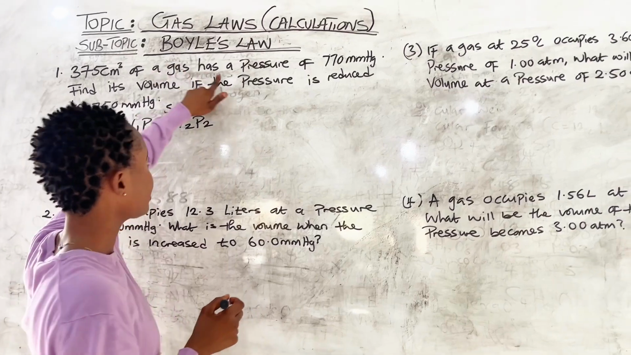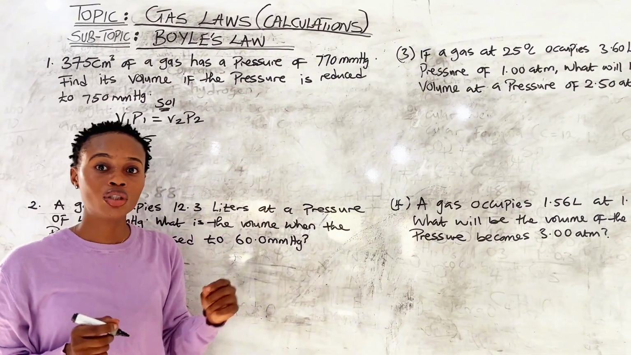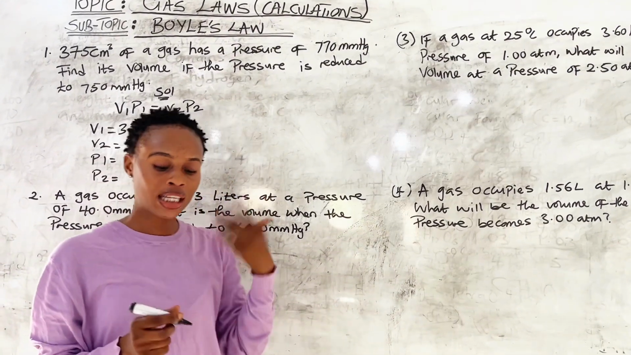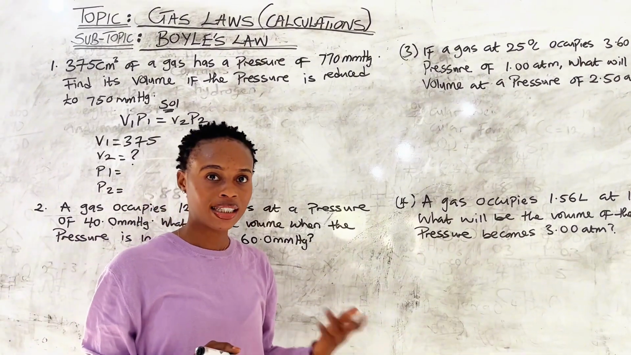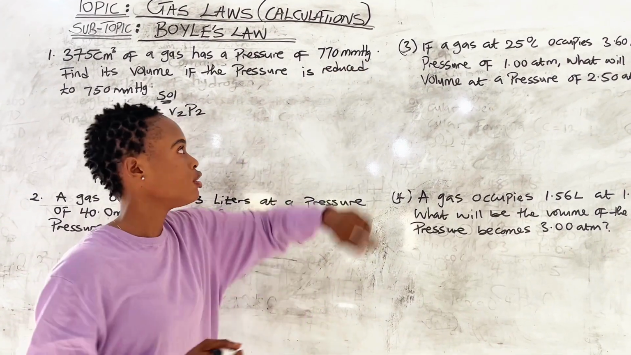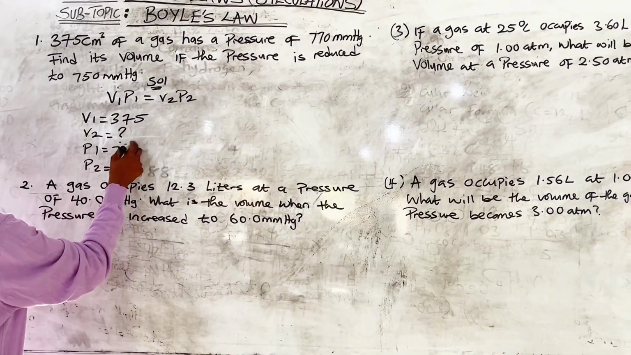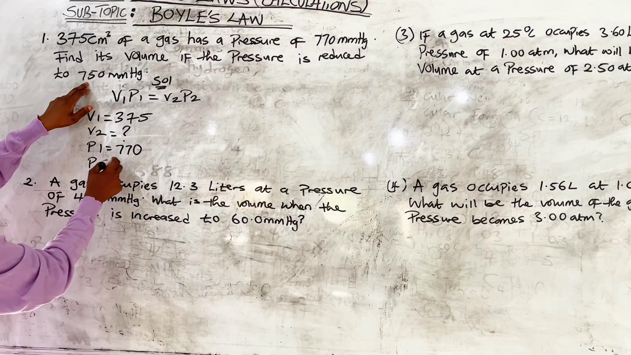We're told that the gas has a pressure of 770 millimeter mercury. Millimeter mercury is a unit of pressure, the same way kilopascal is a unit of pressure. Like I said, take note of your units. So because we know that millimeter mercury is a unit of pressure, this is P1. So 770.